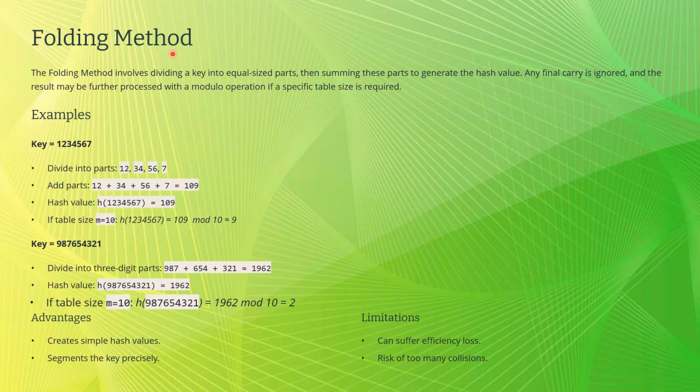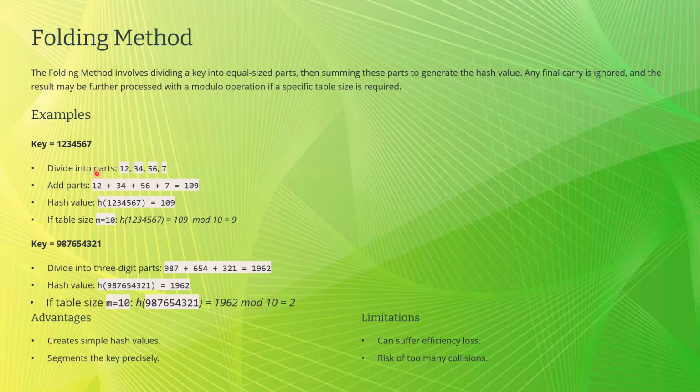Next one is the folding method. The folding method involves dividing a key into equal sized parts, then summing up these parts to generate the hash value. Any final carry is ignored, and the result may be further processed with a modulo operation if a specific table size is required. For example, here the key value is 1, 2, 3, 4, 5, 6, 7.